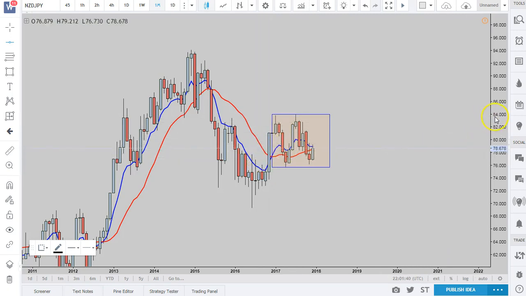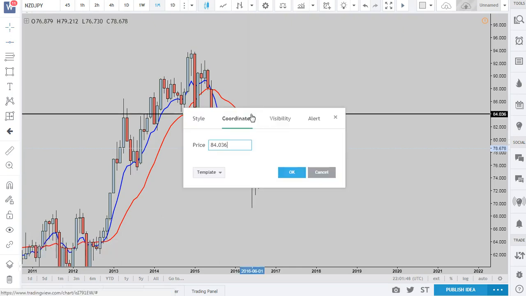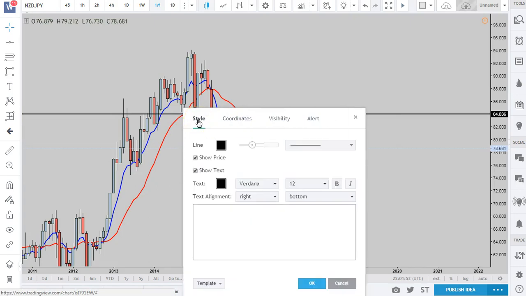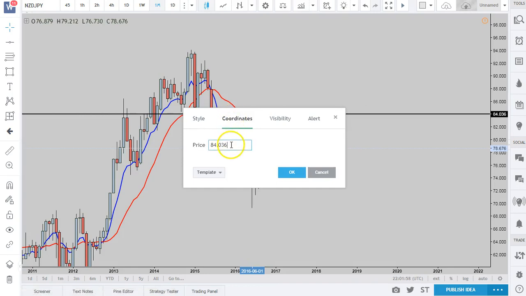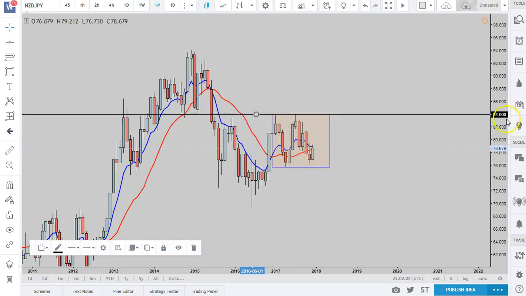So right now I'm going to use this 84.00. I'm going to put it right there at the 84.00, and I'll double click on my horizontal line. We have this style here, we have the coordinates right here, and I'm going to go over to the coordinates and make sure it's a round number. So I'm going to click on it, and then we have here 84.100, right? And here we go, we have 84.100.